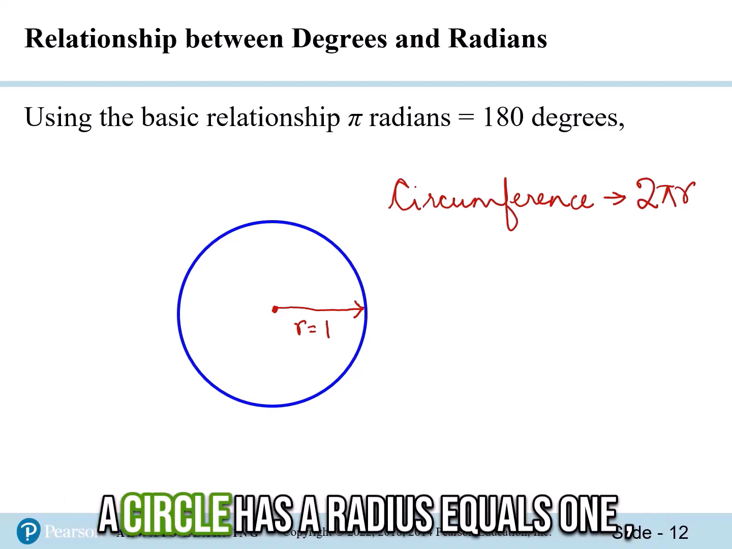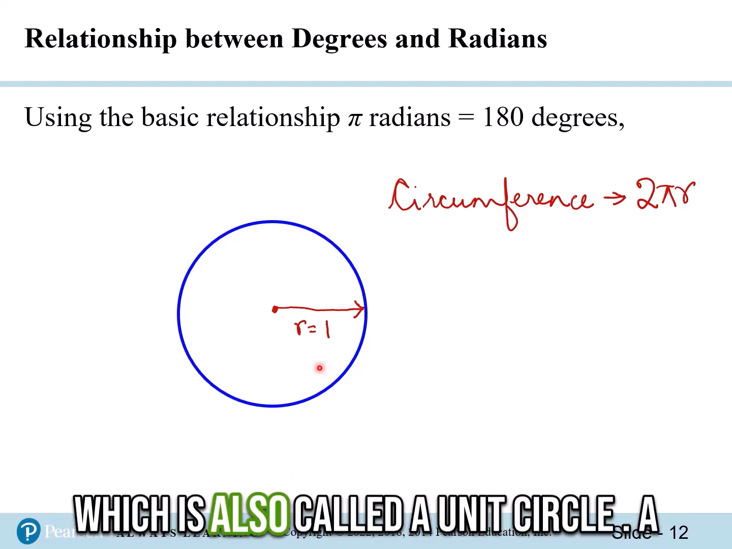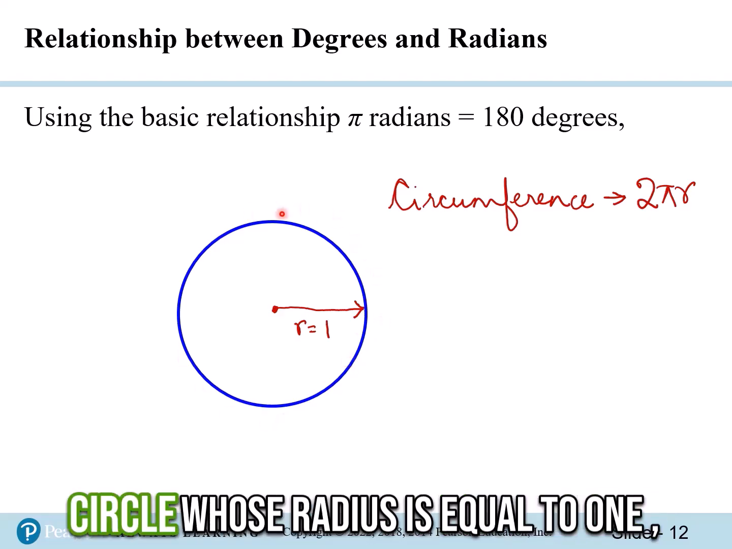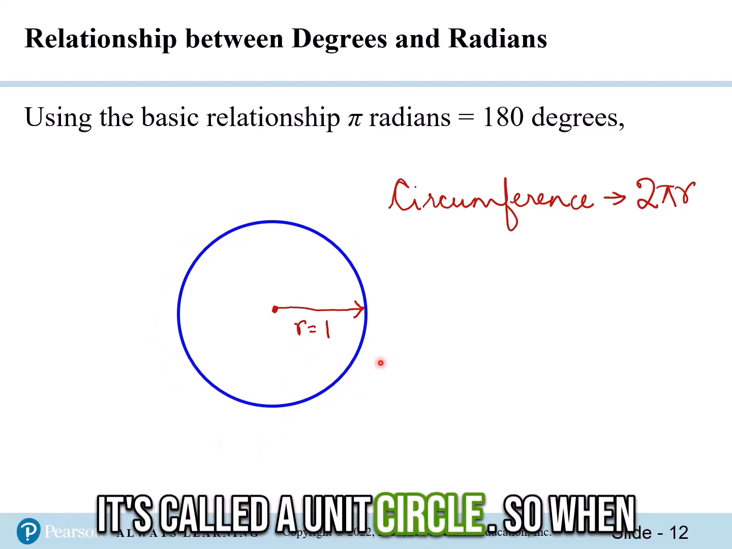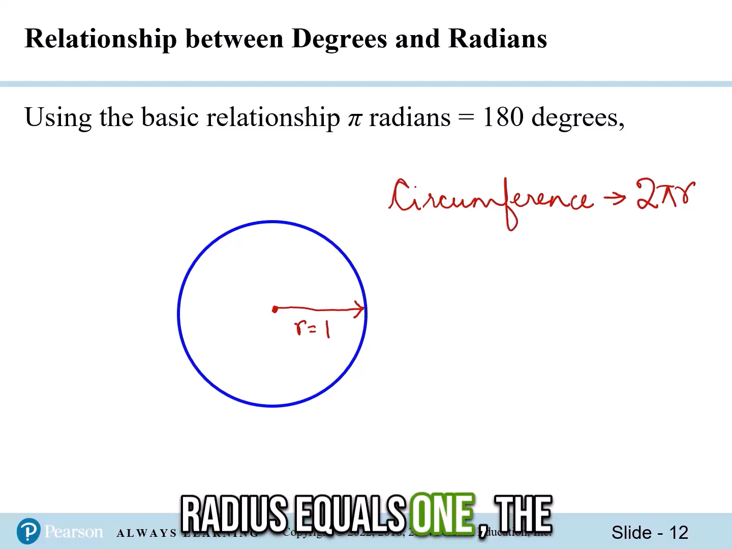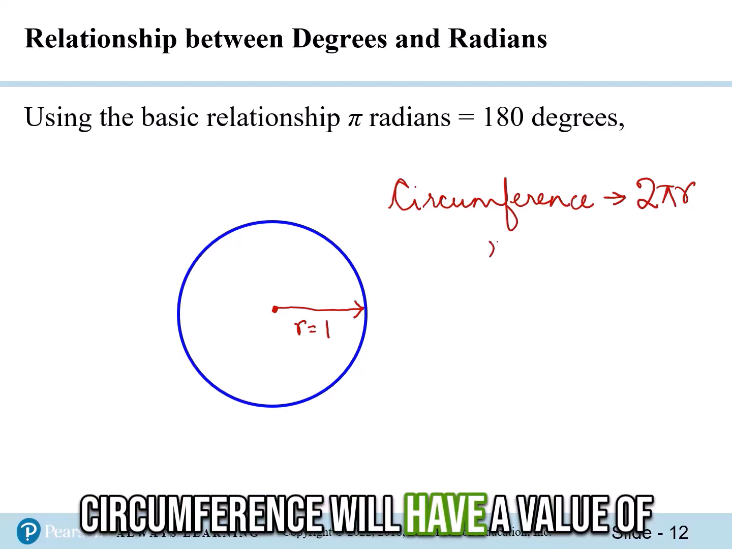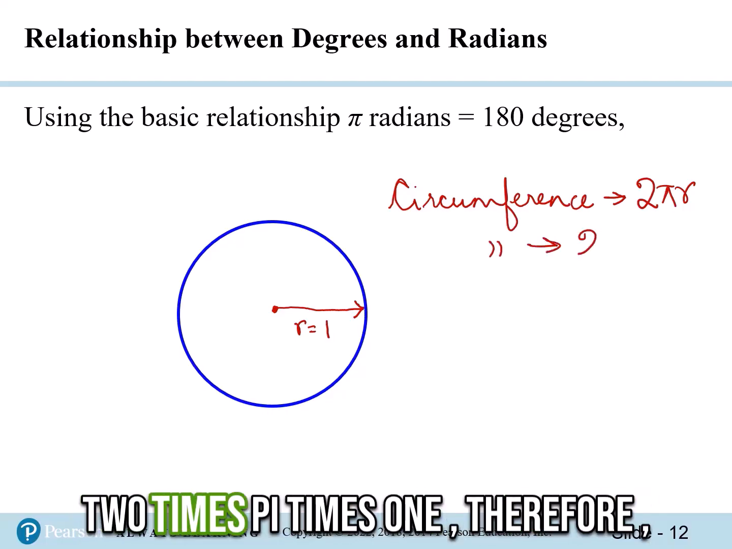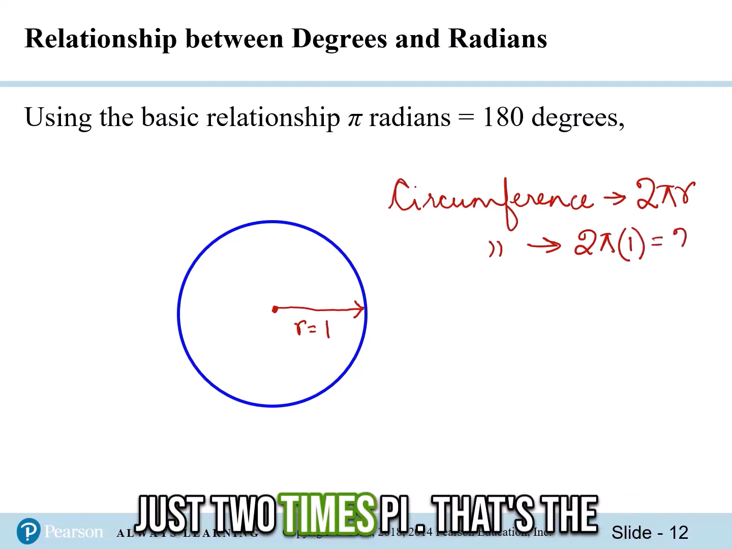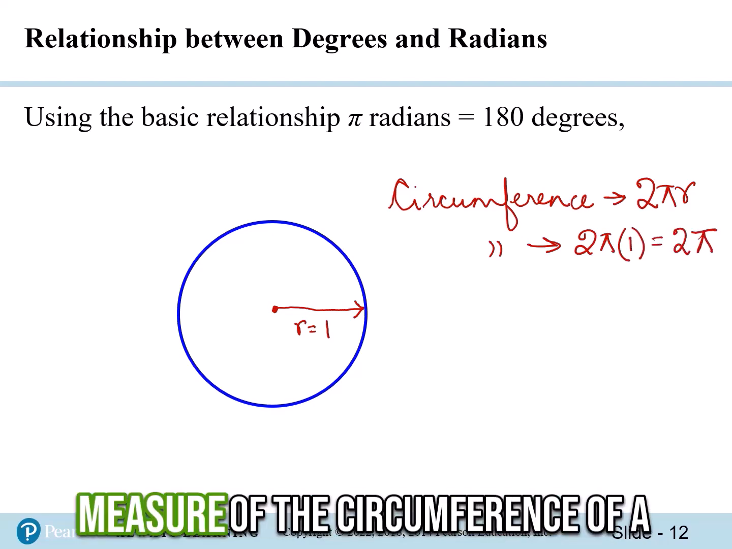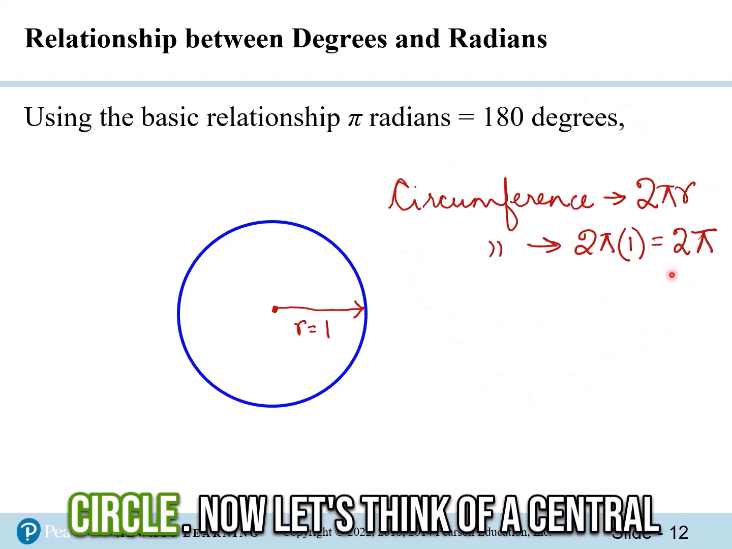Now, if a circle has a radius equal to 1, which is also called a unit circle, a circle whose radius is equal to 1, it's called a unit circle. So when radius equals 1, the circumference will have a value of 2 times pi times 1, therefore just 2 times pi. That's the measure of the circumference of a circle.